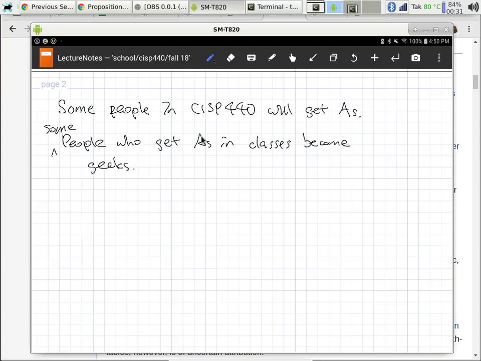Okay, so in order for this one to make sense, we'll just change it to everyone. Everyone who gets an A in classes, or at least one class, becomes a geek. So to be extra clear, everyone who gets an A in at least one class becomes a geek. So that's a really, really specific universal statement. So we'll just say that that's true. So what can you infer now, given that these two statements are modified the way they are?